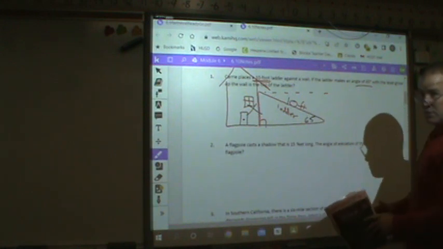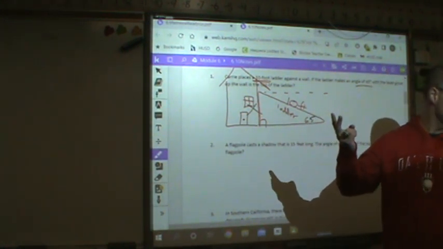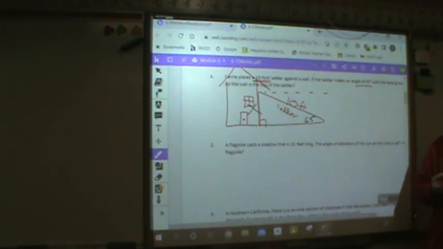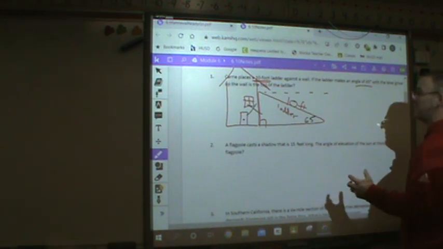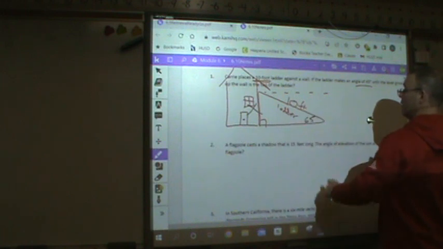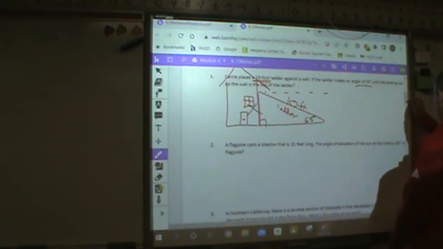What am I going to use? If I know 2 of the 3 sides, I'm going to use Pythag. If I only know an angle and a side, I got to use trig. So which trig function do I use? Again, that's based on what information you're given. You're given hypotenuse, all right?